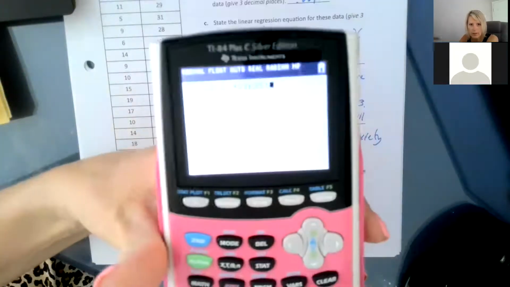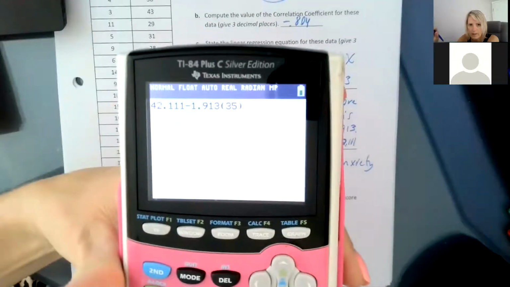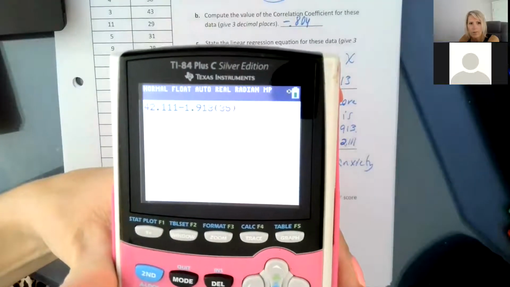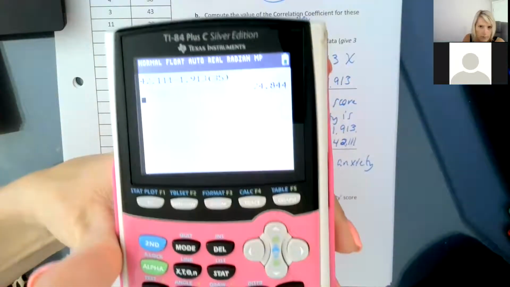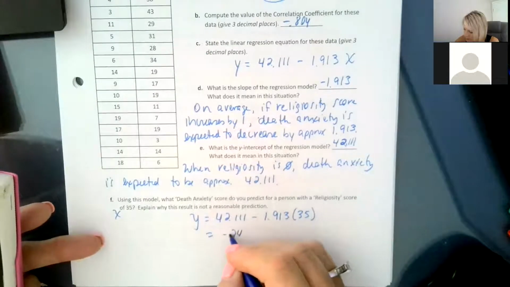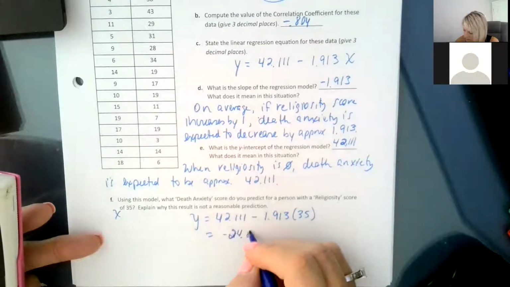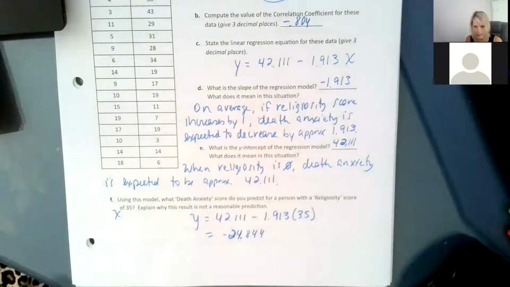Hold it up so that y'all can see it. And we're predicting that to be a negative 24.844. And that doesn't make sense either, right? Because you could never have a negative death anxiety, but that gives us practice.